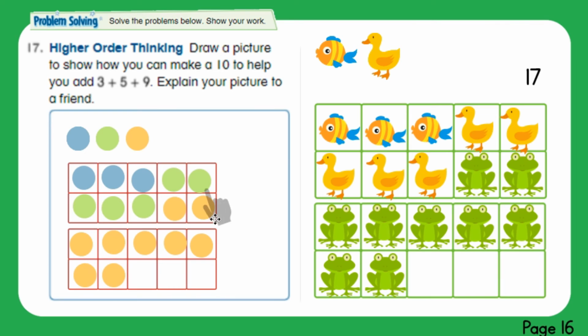counters. Now looking at the 10 frame quickly, I knew that this is 10, and simply what I had to do is to count after 10. 11, 12, 13, 14, 15, 16, 17. So I can easily know the answer is 17.